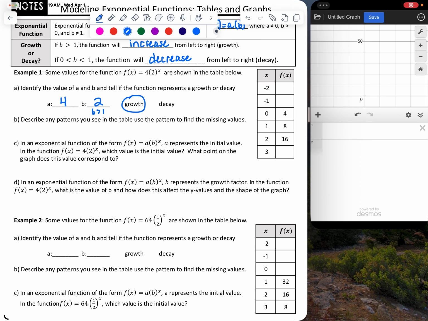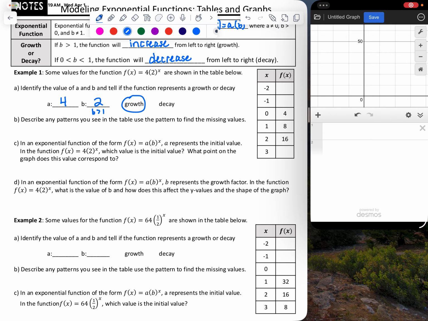All right, problem B. Describe any patterns you see in the table and use the pattern to find the missing values. So they've shown us 3 values on this function: 0, 4; 1, 8; 2, 16. So our x values are increasing by 1. Let's see what's happening to the y values, or the function values. So we have 4, 8, 16. Notice that each y value is being multiplied by 2.